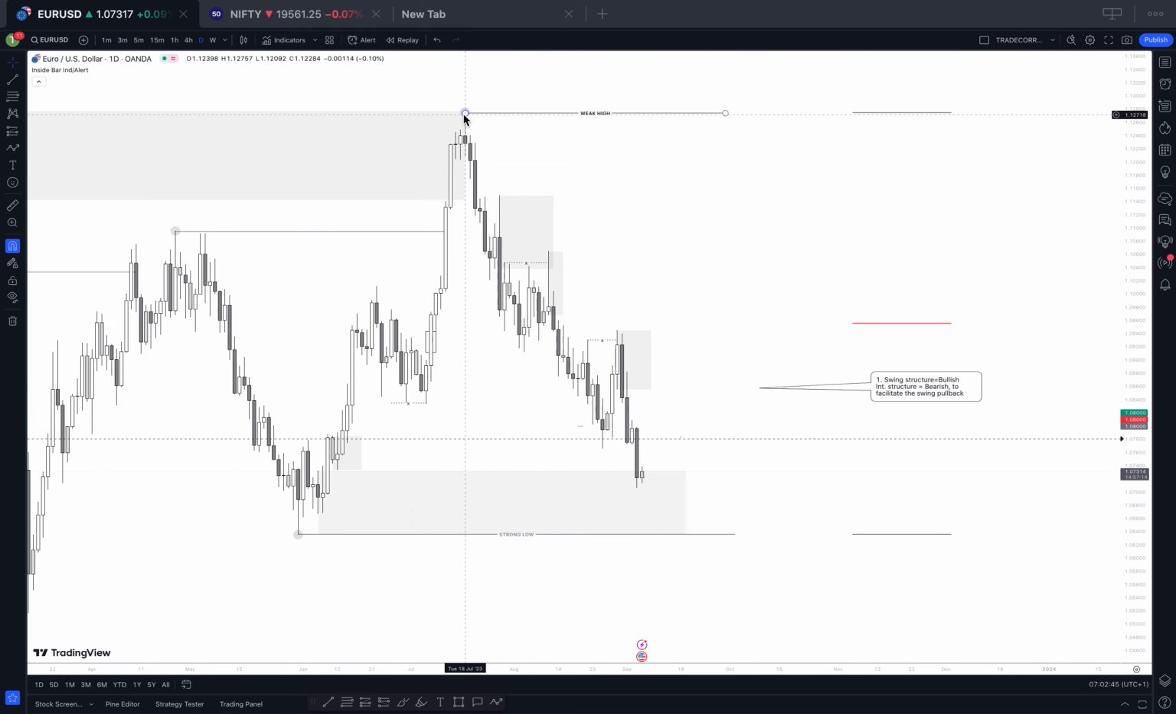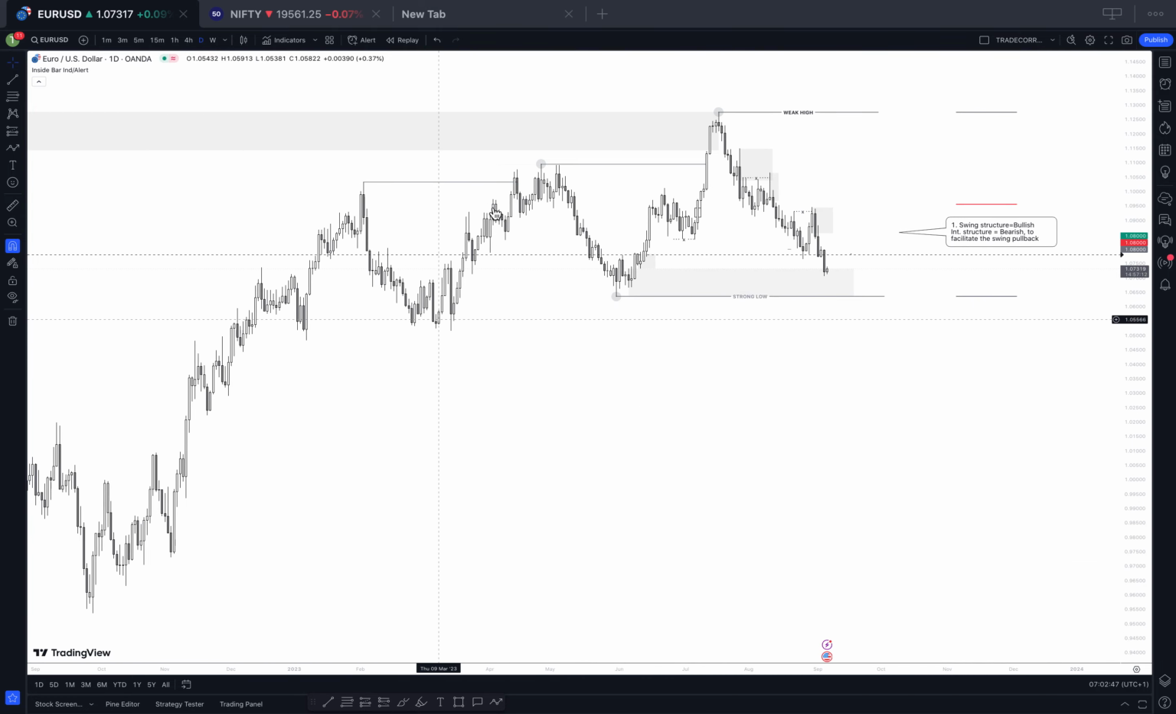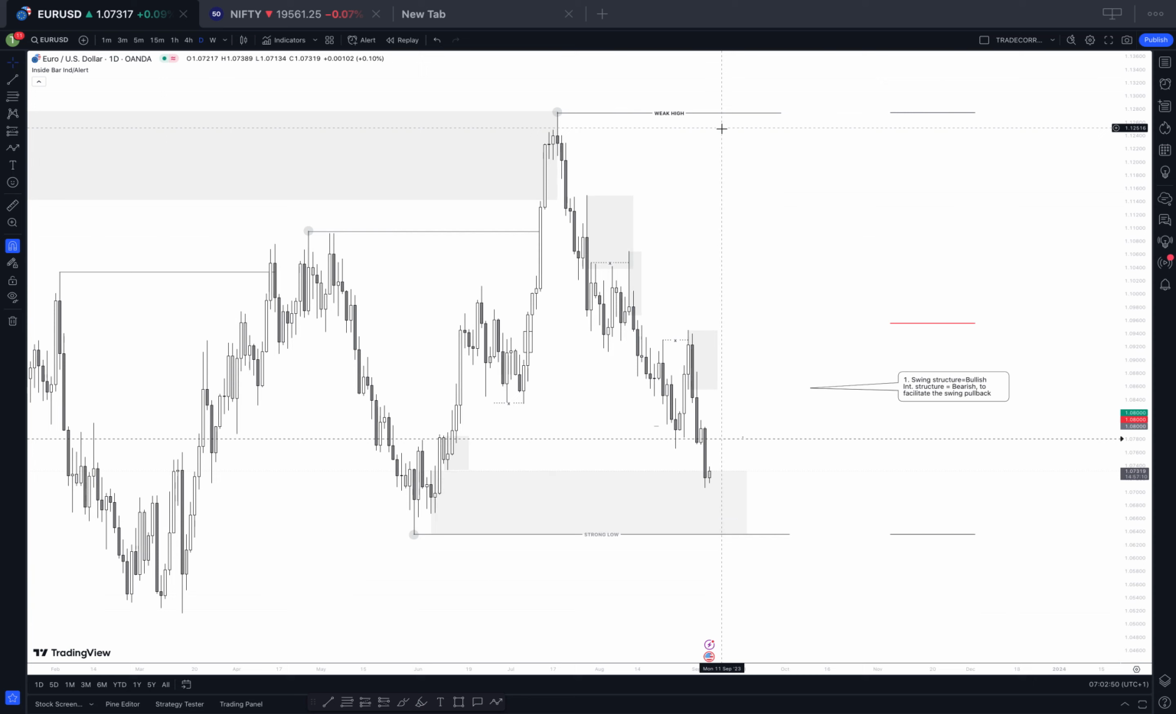We can clearly see that our swing structure is bullish, but currently price is pulling back, internal structure is pulling back. We know after a break of structure we can expect a pullback, and right now we are getting that pullback. So on the daily time frame, in as much as our swing structure is bullish, we are getting a pullback right now to this demand.